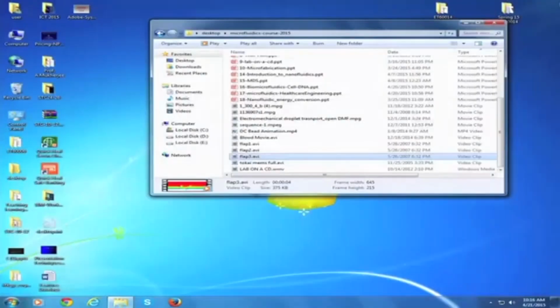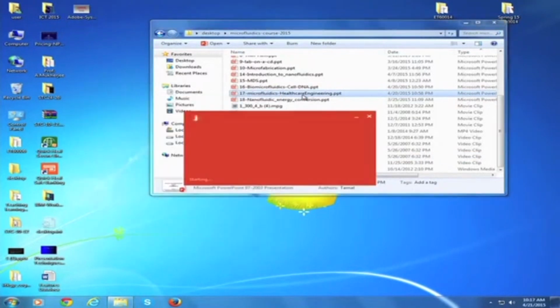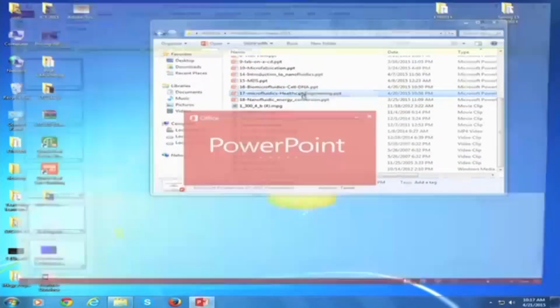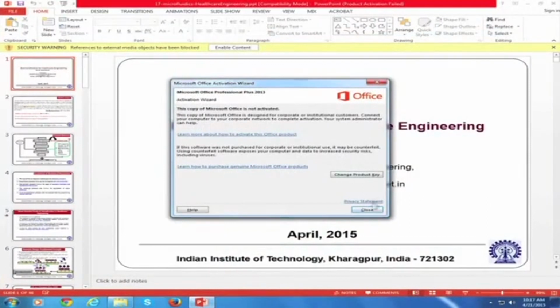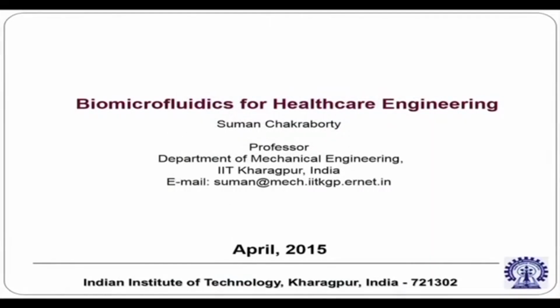So with this particular note, we will get into the second part of our discussion on biomicrofluidics, and the second part will be dedicated towards some specific applications, which under a common umbrella I call healthcare engineering.